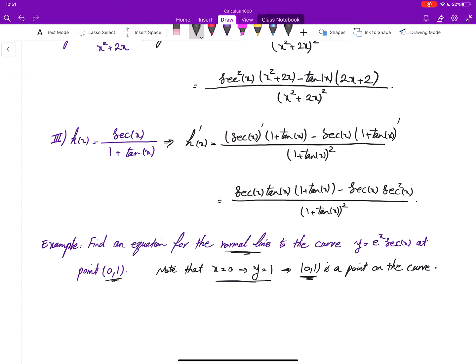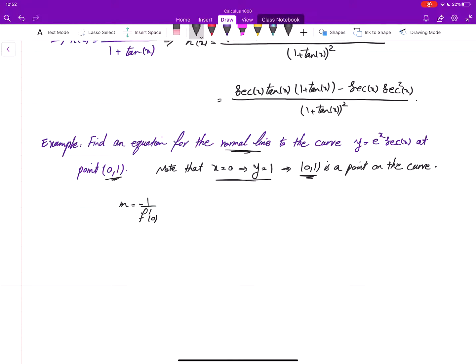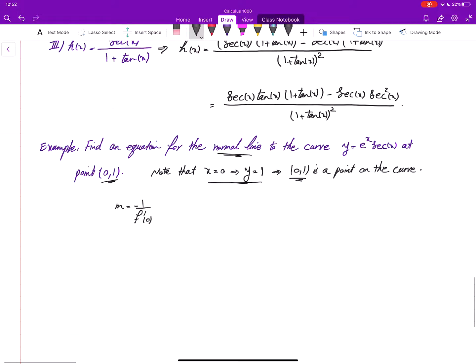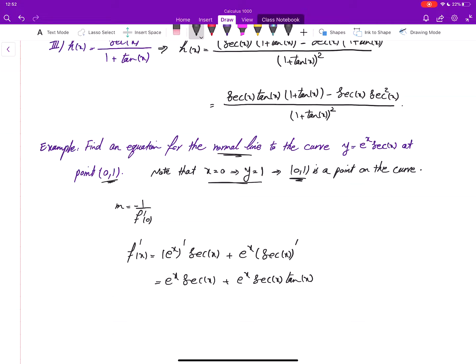We need a slope. Slope of normal line at 0 is equal to negative 1 over f prime at 0. Remember that the derivative gives the slope of the tangent line, f prime at 0, but this is the normal line, so it will be negative 1 over that derivative. So we need to find what is f prime of x. This is product rule. This guy plus e to the power x times secant x prime: e to the power x secant x plus e to the power x times the derivative of secant, which is secant x times tan x. You can simplify this. Factor e to the power x secant x and you get 1 plus tan x.